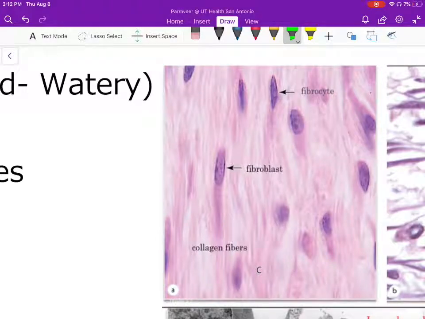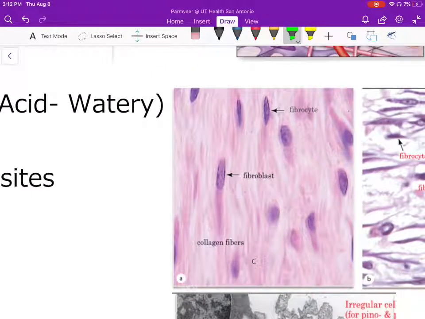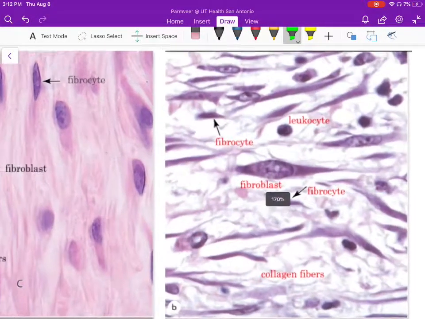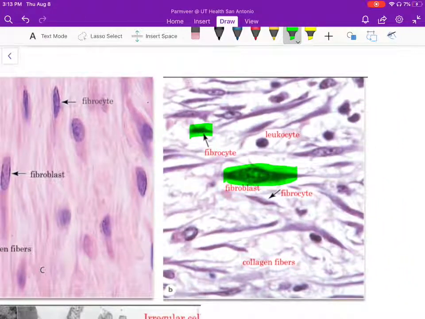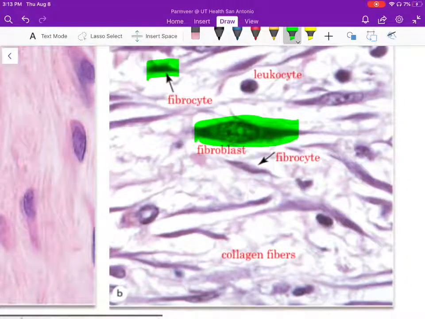quiet. So fibroblast is active, fibrocyte is quiet, it's hiding. Similarly here, you have the fibroblast, which is pretty long and big and thick, whereas its quiet partner is hiding in the background. Leukocytes, pretty round, oval shaped, and then collagen fibers are in between these cells.